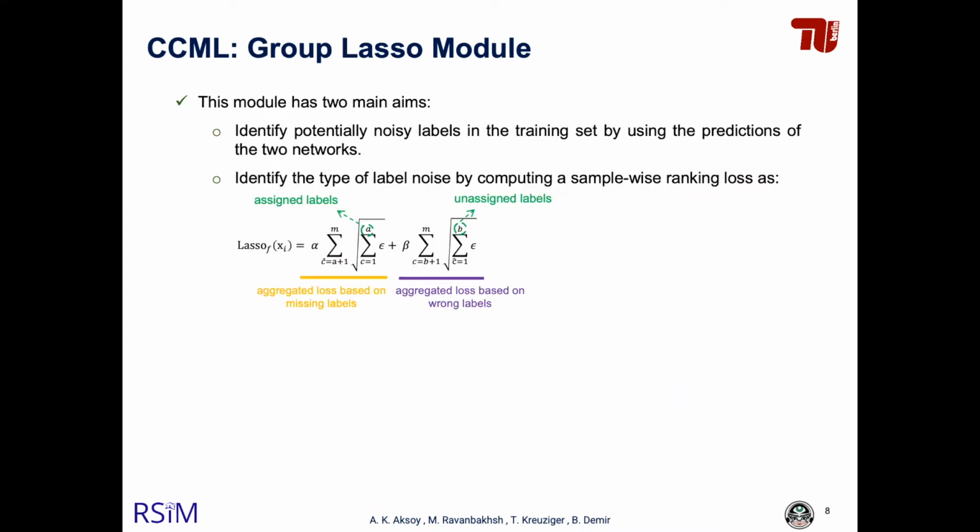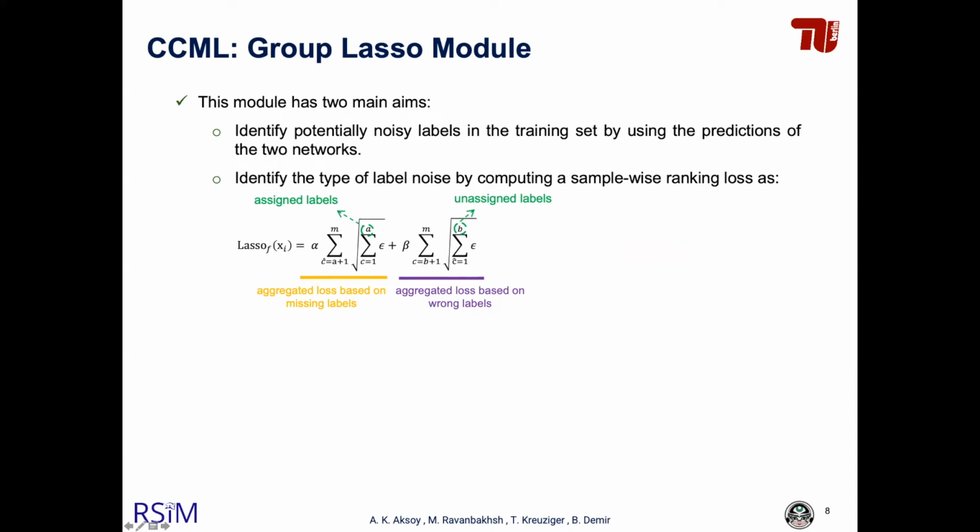The next module of our CCML is the group Lasso module, which aims to identify potentially noisy labels in the training set and also identify the type of label noise. To this end, the group Lasso module uses the predictions from two networks and computes a sample-wise ranking loss. The group Lasso includes two terms. The first loss term, indicated by yellow color, calculates an aggregated loss based on missing class labels, while the second term, indicated by purple color, calculates an aggregated loss for wrong class label assignments.